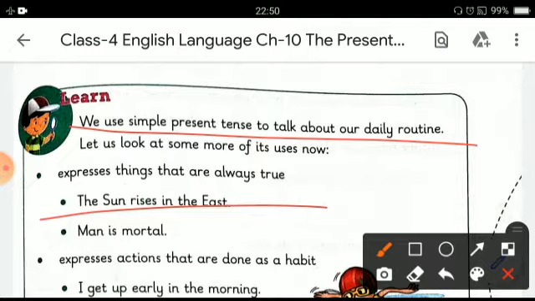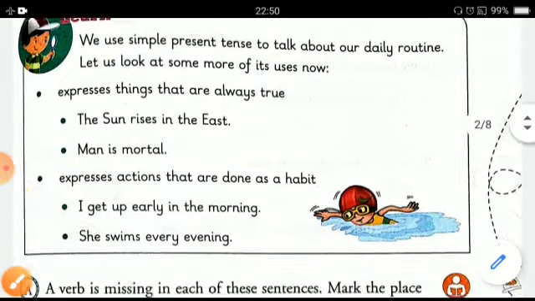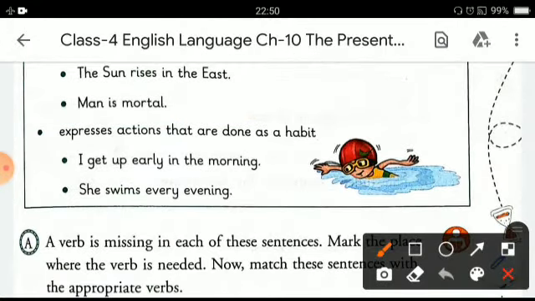The sun rises in the east. Man is mortal. Always written in the simple present tense. Then it also expresses actions that are done as a habit. For example, I get up early in the morning. She swims every evening. These two sentences are expressing actions that are done as a habit.